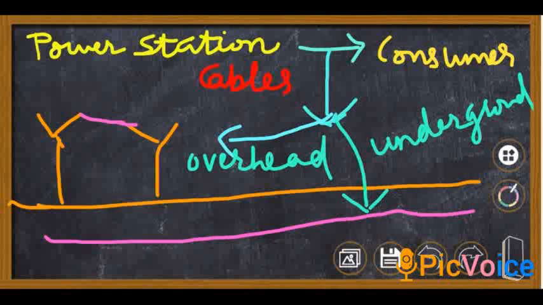And you can see below the ground, you can see a pink color cable going, that is known as an underground cable. So these are the two ways the electricity travels via cables from the power station to the consumer, that is overhead wires or underground wires.